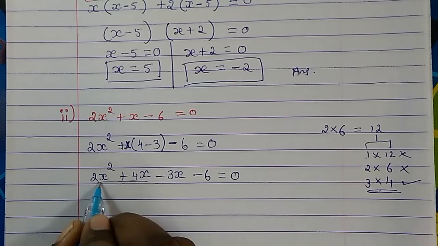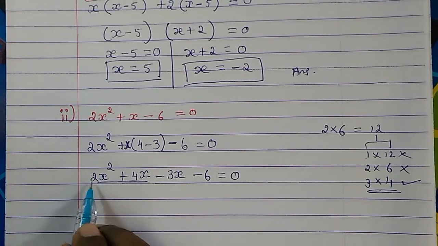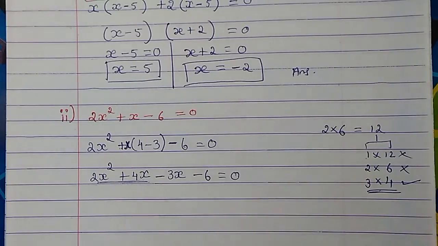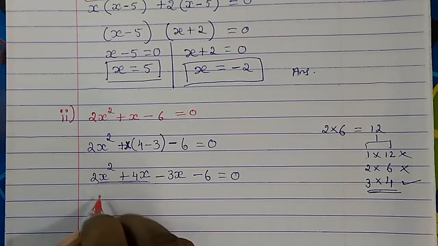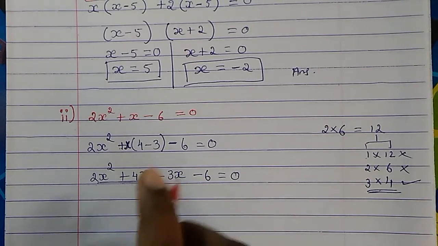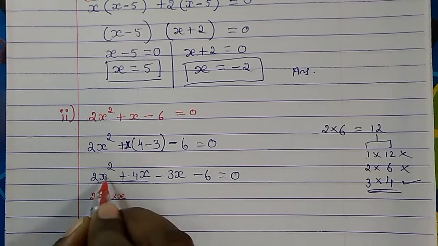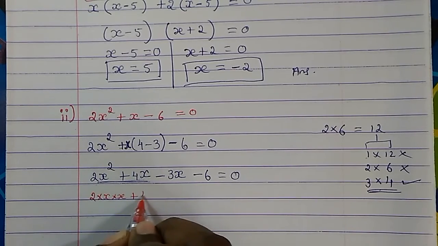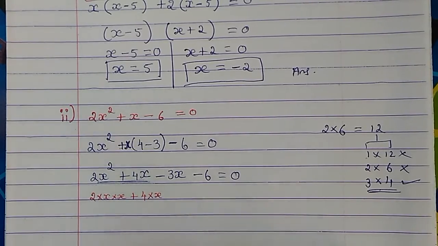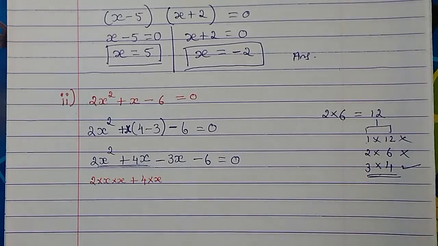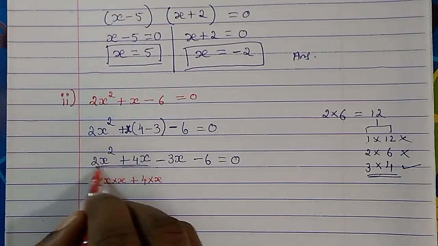So from here, how to take out common? I told you. Here 2 is there. How can we write down here? Here I'll show you. 2x square is there. So I'm showing with a red, which means you don't need to do this step. Okay. So this can be written 2 into x square is there. x into x. Then plus 4 into x. Okay. So this can be written how in common?